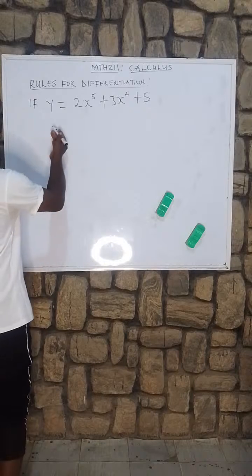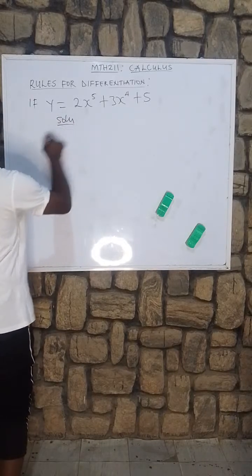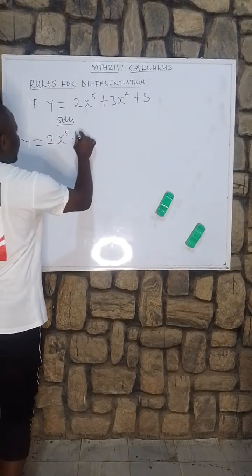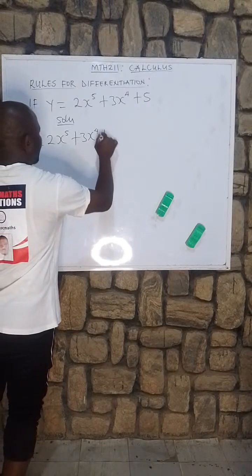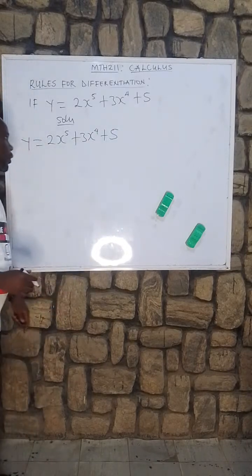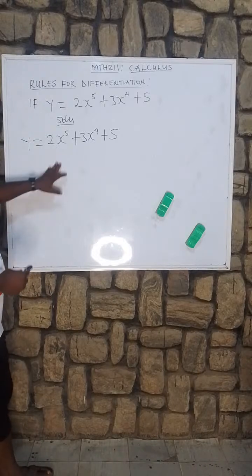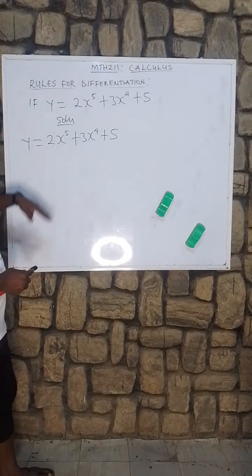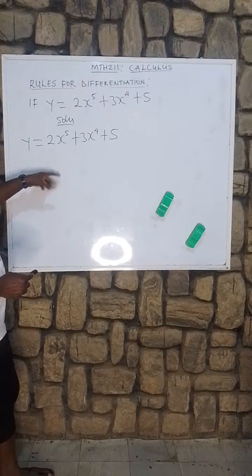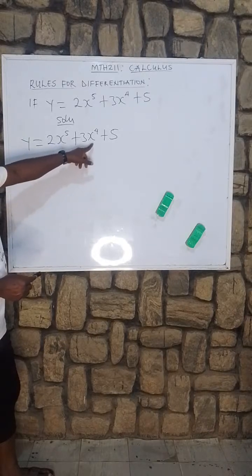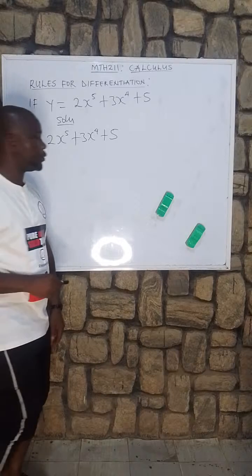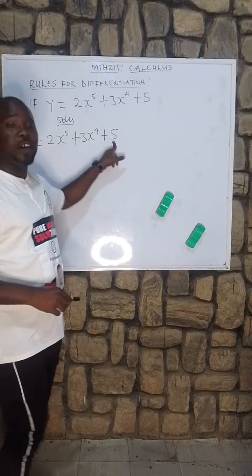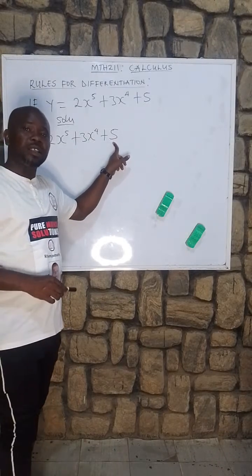What we need to do, we write solution. Our y is equal to 2x raised to the power of 5 plus 3x raised to the power 4 plus 5. You don't need a prophet to tell you, or you can just tell somebody this answer, that your dy over dx is equal to 10x raised to the power 4 plus 12x raised to the power 3. That is the answer. Know that this is a constant. What is here? 5. So whenever you differentiate a constant, it gives you 0.